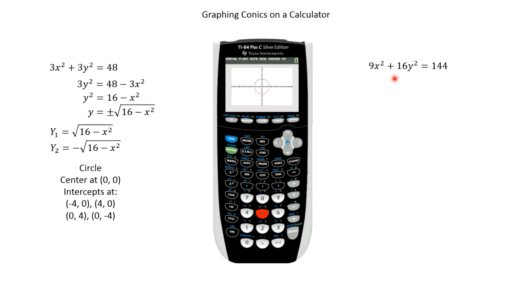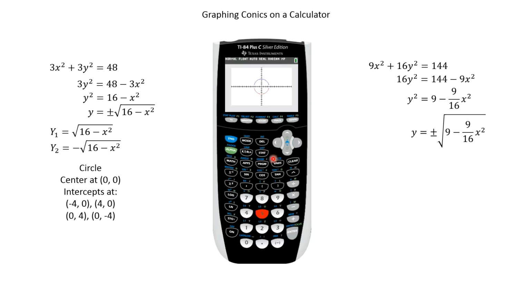Are you ready? So, subtract first. 16y squared equals 144 minus 9x squared. Divide by 16. 144 divides by 16 to get 9. The 9, however, does not, so we're just going to leave that as a fraction. Then square root both sides. Plus or minus the square root of 9 minus 9/16 x squared. And we can put this into the calculator and graph it.